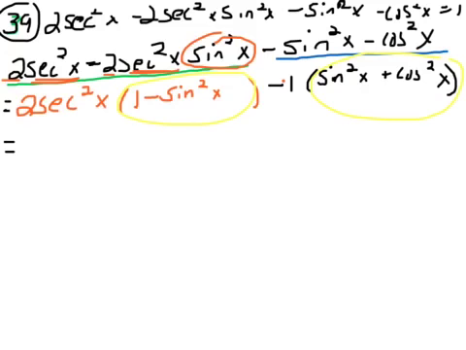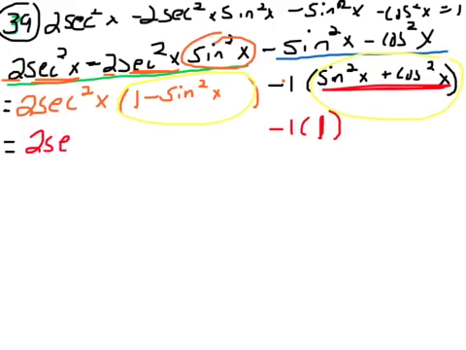I recognize that sine squared x plus cosine squared x down here on the end, that's equal to 1. That's that identity, isn't it? The most basic one that we first learned. So this is going to become minus 1 times 1. I'm going to replace all this right here with a 1 because it's equal to 1. So I know I can do that.